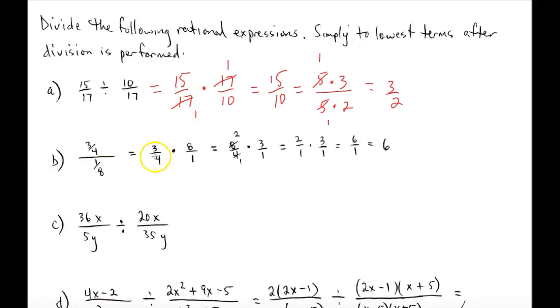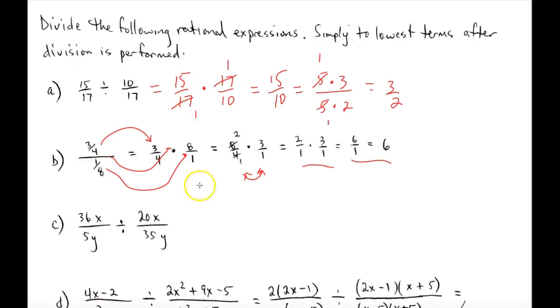Similarly, for example B, we see that we keep the first fraction the same, change to multiplication, and then flip or take the reciprocal of the bottom fraction. And then from there, as you can see here, I've rearranged this so that I can have the 8 over here and the 3 over there, so that we can clearly see that 8 divided by 4 is just 2. Or, put another way, 4 and 8 have a common factor of 4, and it reduces to 2 over 1. And then from there, we just multiply what's left.